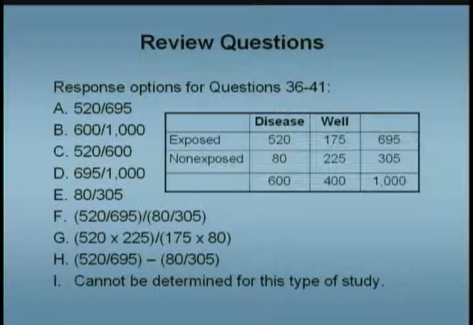And finally, assume the table represents a cohort study. What is the attributable risk? First, can I do an attributable risk from a cohort study? Yes, I can. Relative risk or attributable risk. What's the mathematical operation I'm going to do with an attributable risk? That's easy. Subtraction. And so right there, you have the answer. It must be H. 520 divided by 695, the first incidence rate, minus 80 divided by 305, the second incidence rate. The answer to that one is H.